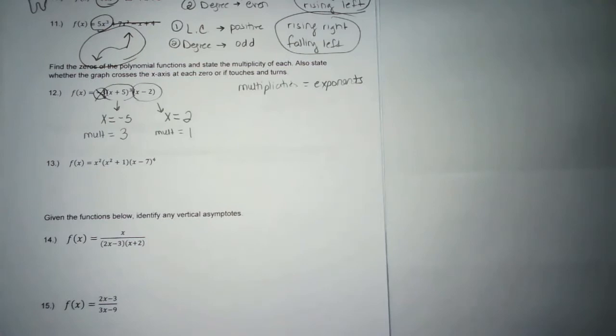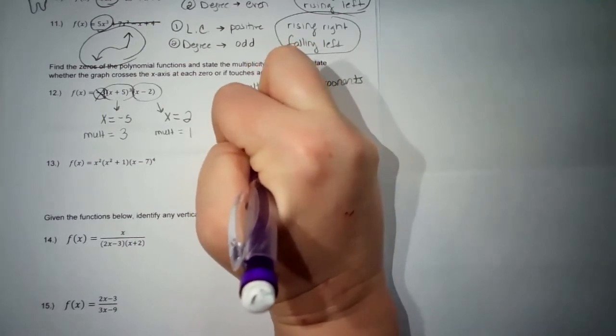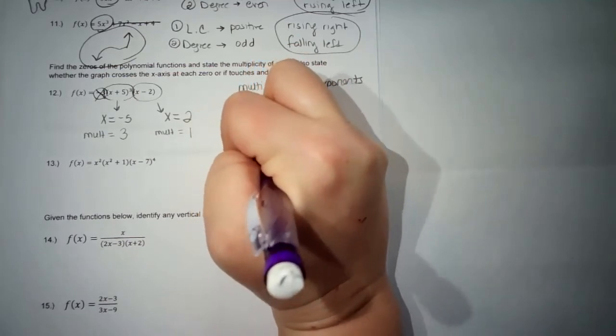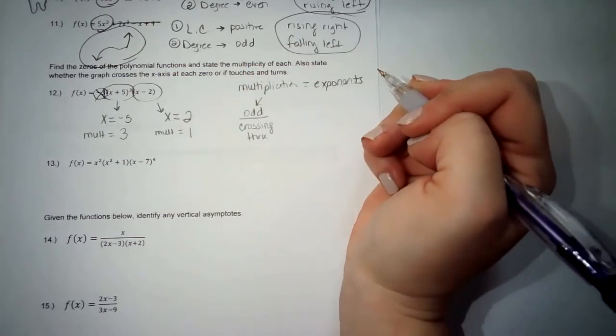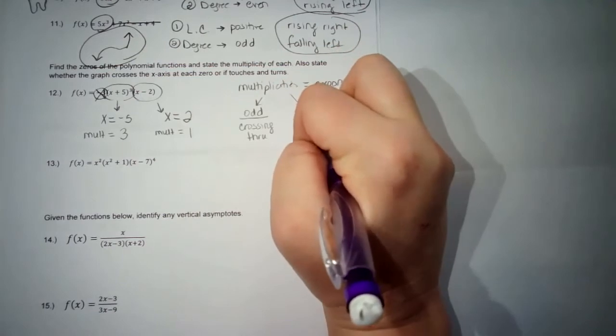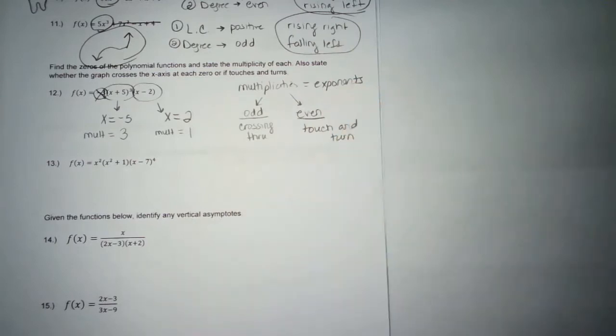The third thing they want is the behavior at that 0. Is it crossing through or is it touching and turning? That comes from your multiplicity. If your multiplicity is odd, then it's crossing through. I know that's not how you spell through, but I'm just really lazy with words. That's why I'm a math teacher. If your multiplicity is even, it's going to be a touch and turn. You can say TNT if you want to, touch and turn. That's how we know what's going on there.